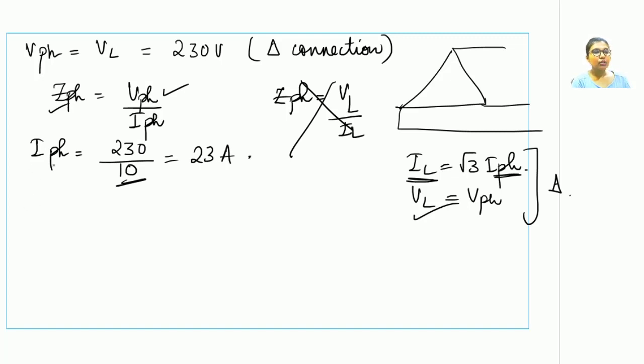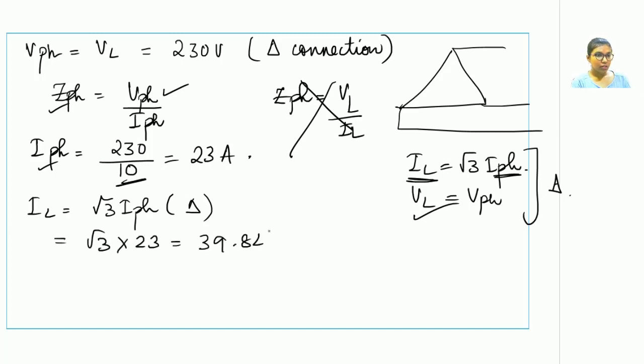So once the value of I phase is known to us, what will be the value of IL? IL is √3 times I phase. Please mention it's a delta connection. So upon substituting the values, it comes out to be 39.84 amps.